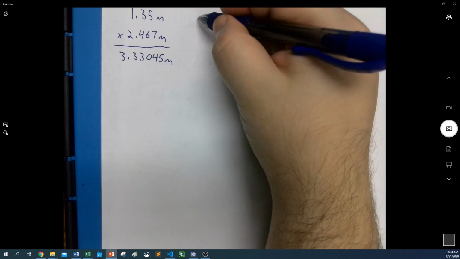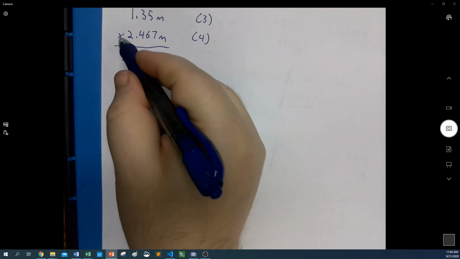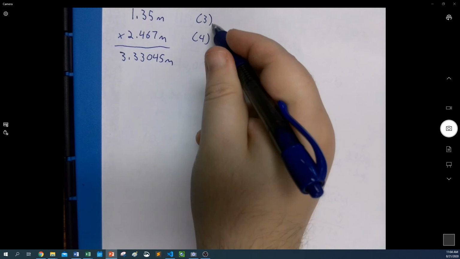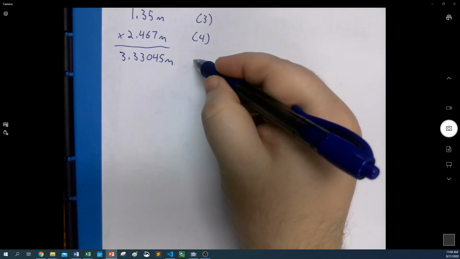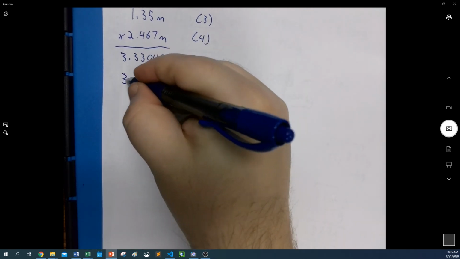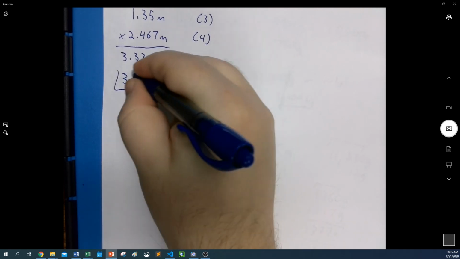So we need to round it to the appropriate number of significant figures. This one has 3. This one has 4. According to our multiplication, our division rule, when we multiply, we choose the least. So this one should only have 3. So we round it to 3 significant figures, and that is our answer.